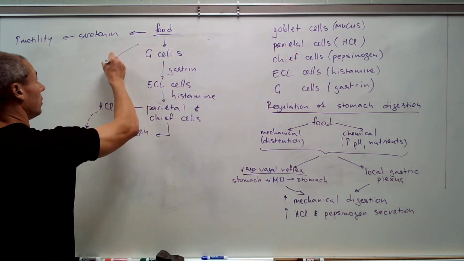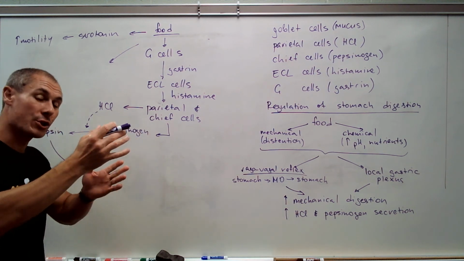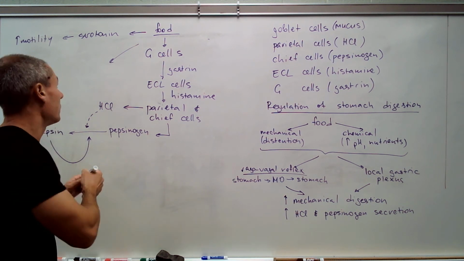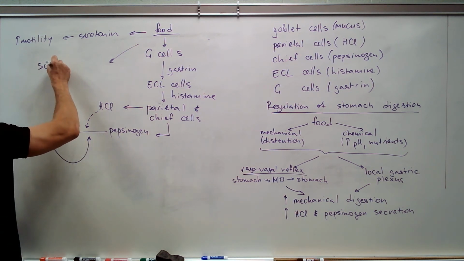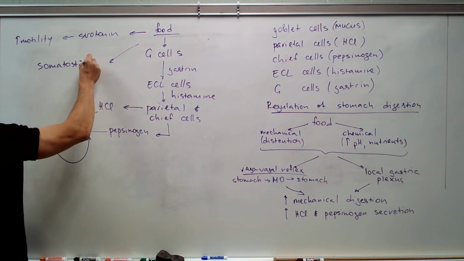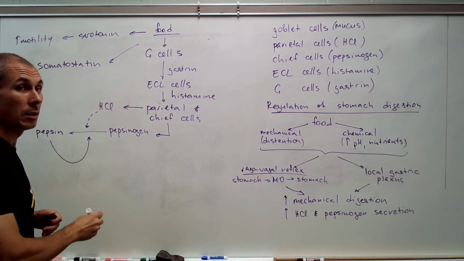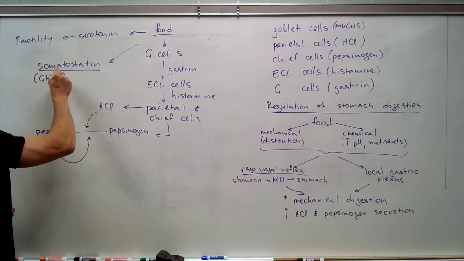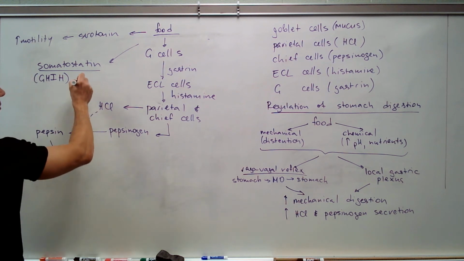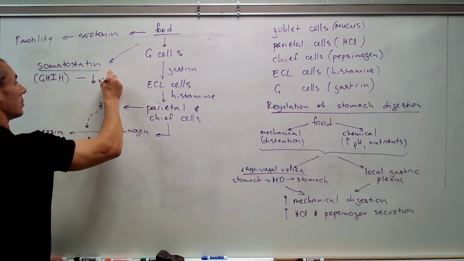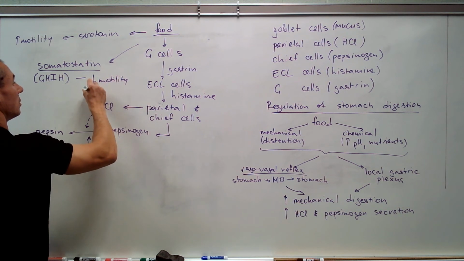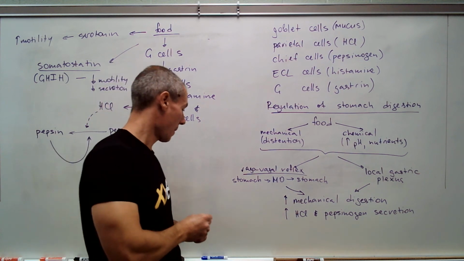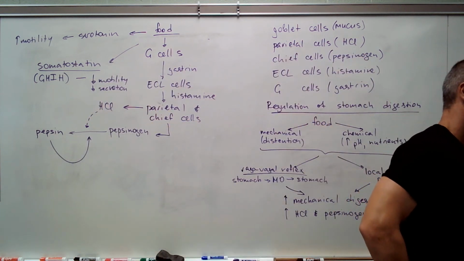And it turns out food itself, when food is closer to the pylorus, closer to the duodenum, will stimulate our old friend somatostatin, which is a different name for GHIH, growth hormone inhibiting hormone. Decreased motility, decreased secretion. Does that make sense?